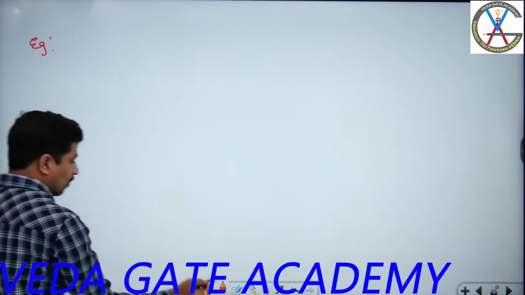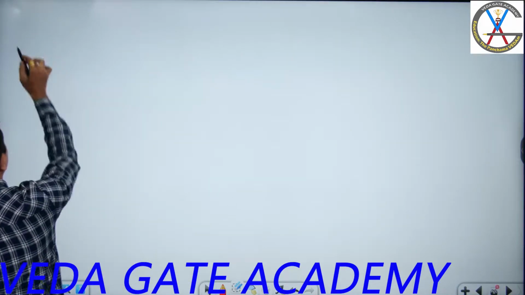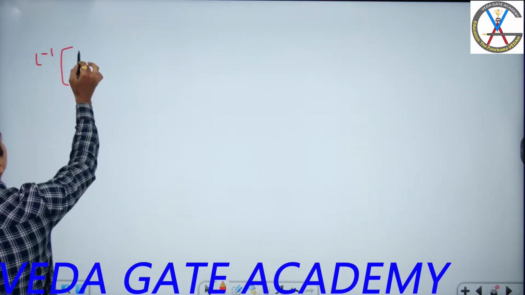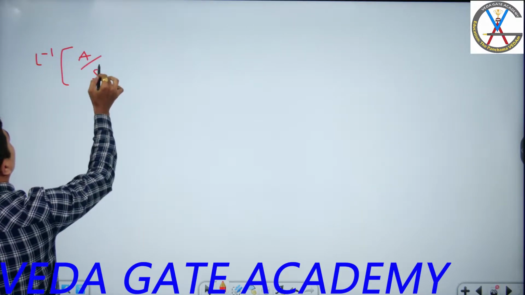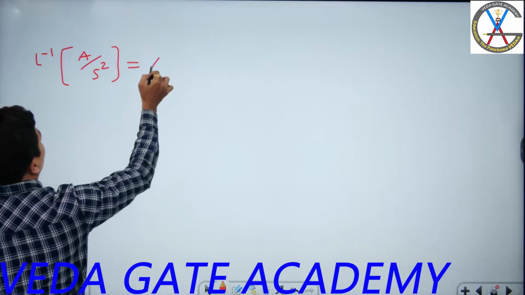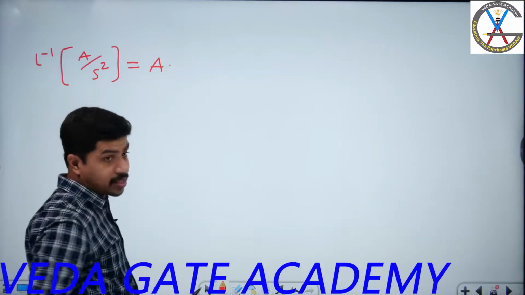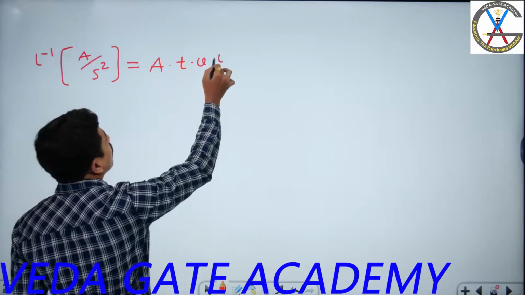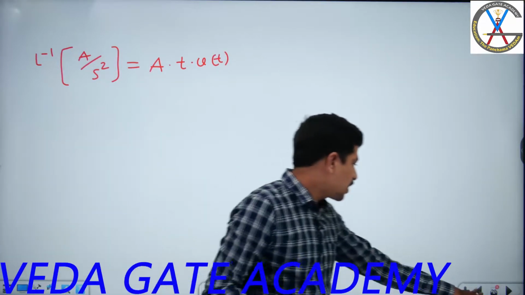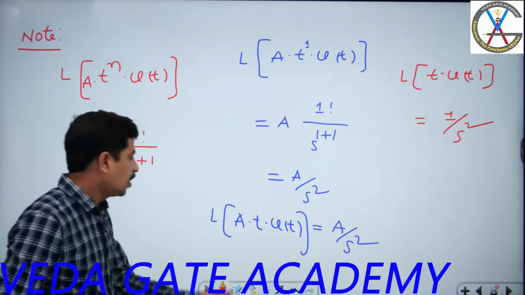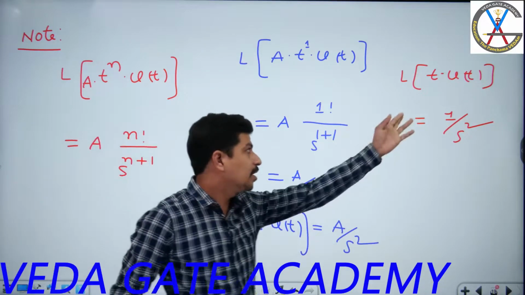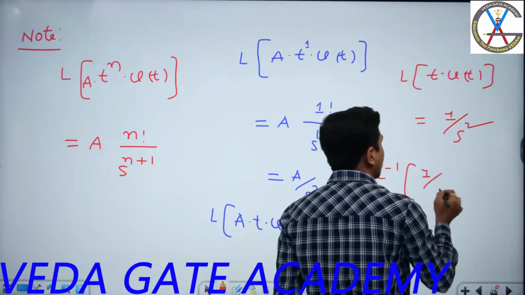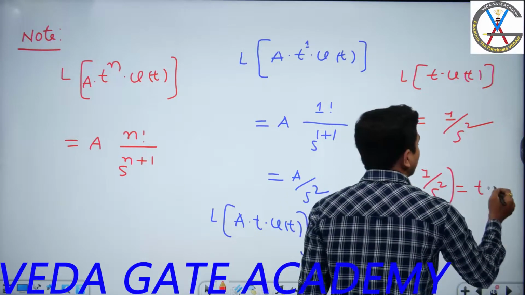First let me give the inverse Laplace also, vice versa. What is the inverse Laplace transform of a by s square? a is constant, throw it outside. The inverse Laplace transform of 1 by s square is t into u of t. Here we discussed that the Laplace transform of t into u of t is 1 by s square. Vice versa, the inverse Laplace transform of 1 by s square is equal to t into u of t.